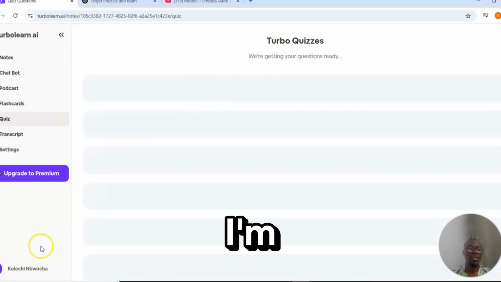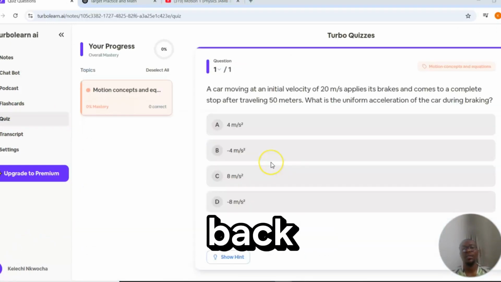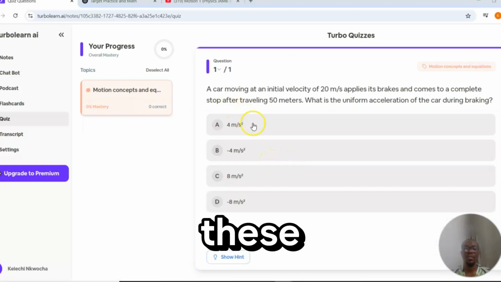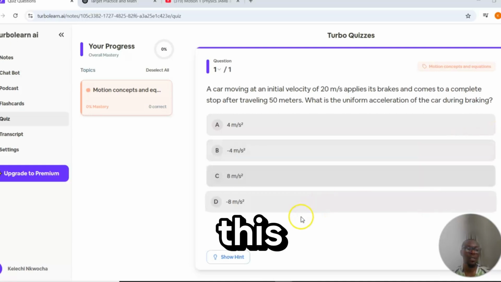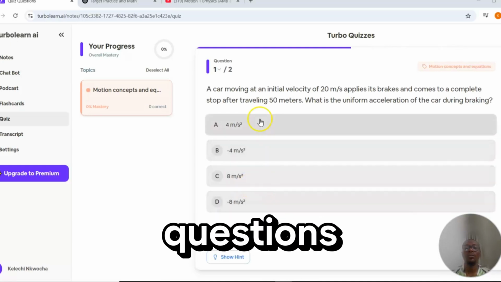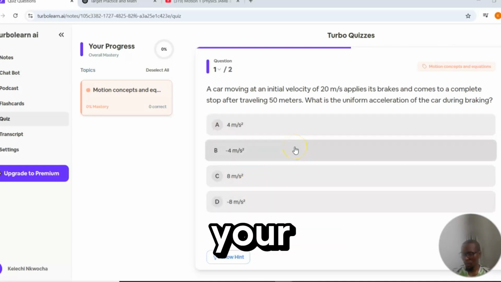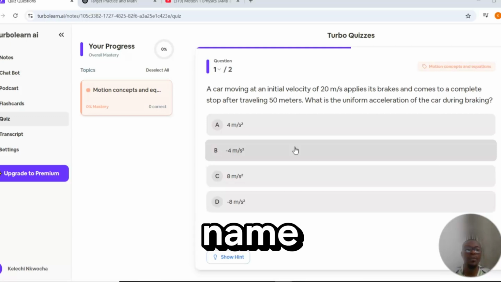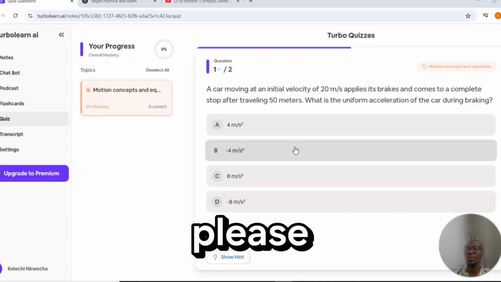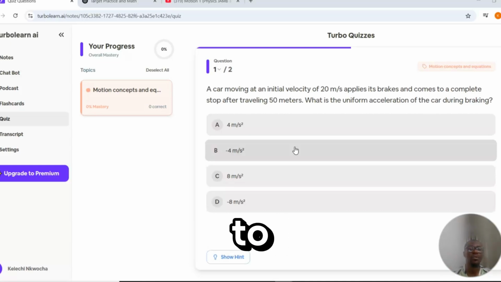I'm going to pause this now. Welcome back. We are here. So these are the different quizzes we can get from this, and it will ask you different questions. If you have your lecture notes on maybe physics, maths, history, geography, name them, you can upload them here, or copy a link from YouTube, paste them here, and quiz, for you to respond to.